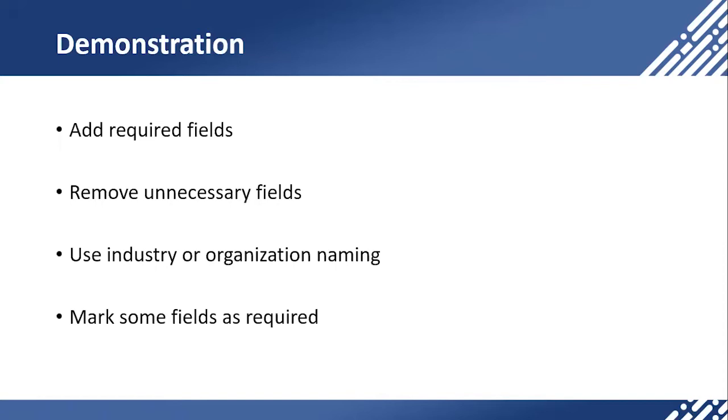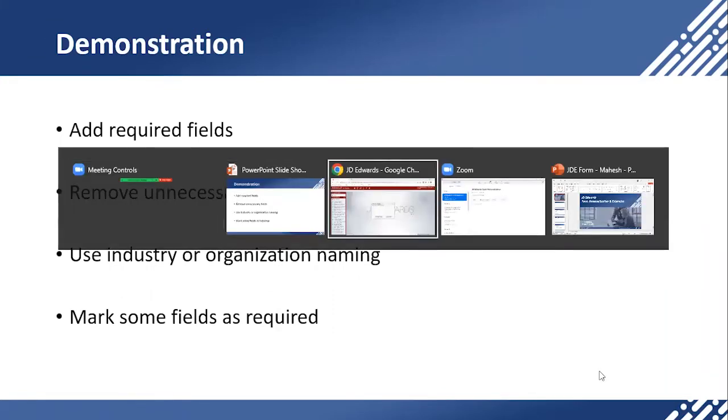In this demonstration, we will see how to add new required fields, and we will remove unwanted fields which are irrelevant to our business processes. We will use industry-oriented naming as per our industry, and also make some fields required. Now let's start the live demonstration.